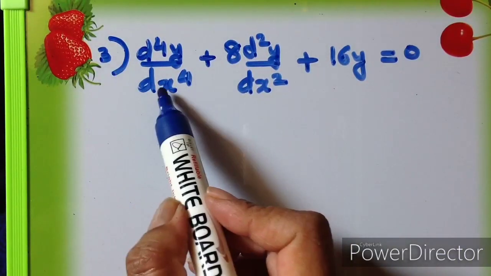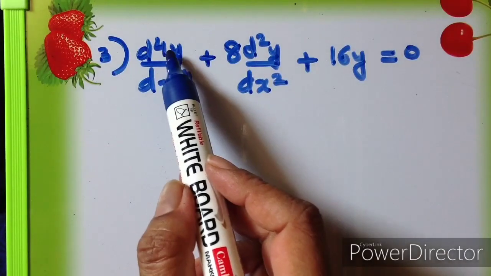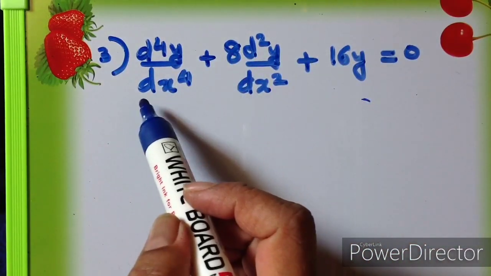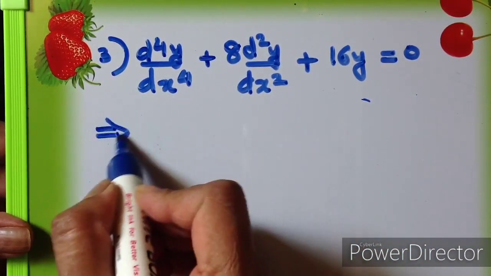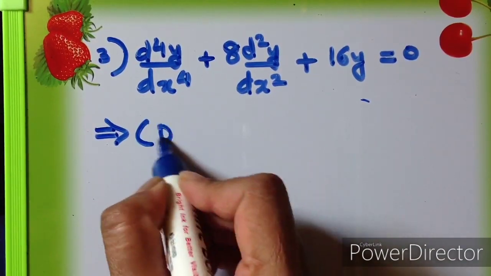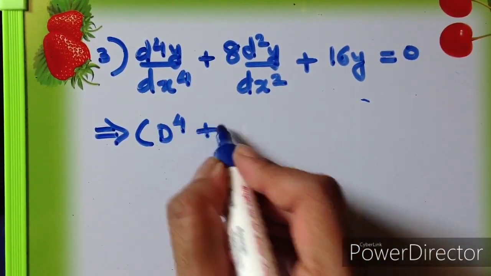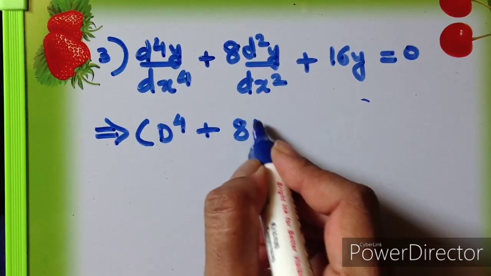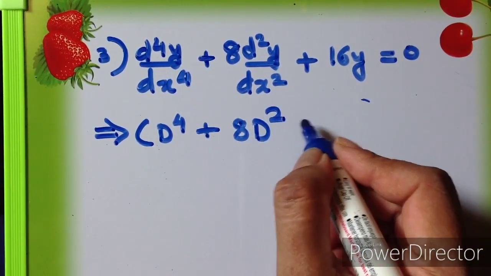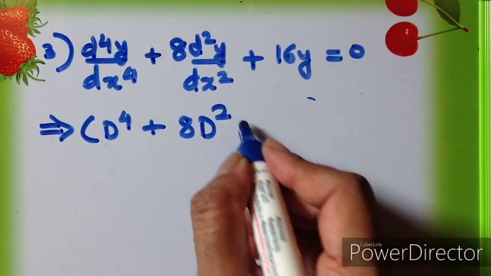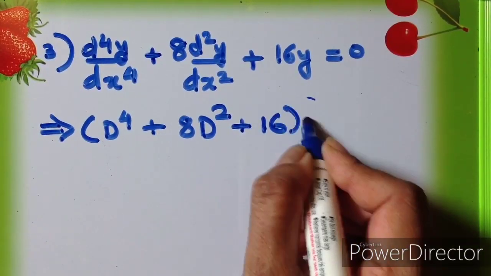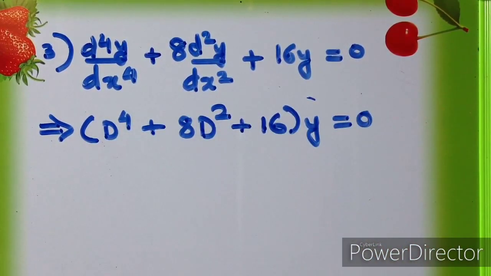Now we will see the third example. You can see the question is written over here. Once again I am going to simplify it by using the D operator. Now you are familiar with that notation. So D raised to 4 plus 8D square, then plus 16y is equal to 0.